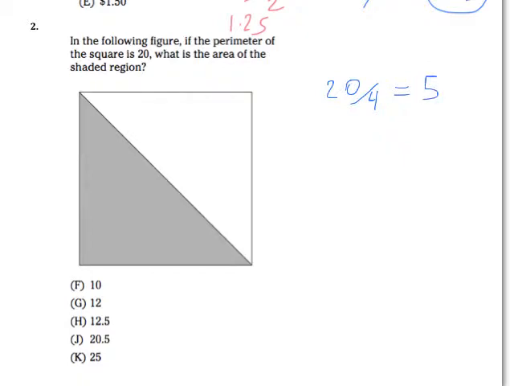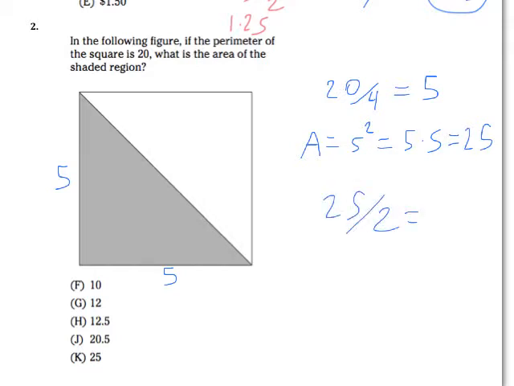So that means 5 here, 5 here. That basically means, remember, area is equal to the side squared, or length times width, which in this case would end up being 5 times 5, or 5 squared, 25. That's the point. Now, since they want half of that, we basically want half of 25. And you would get 12.5.